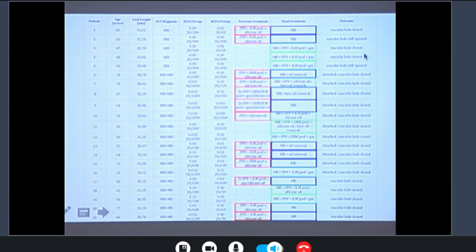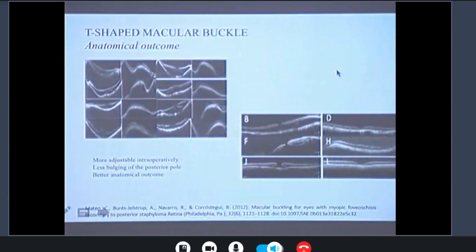While in the cases we did with the primary buckle and PPV together, some of them require only gas, some of them oil, but even with gas, with a single procedure, we were able to close the hole and to reestablish anatomical results. This is the reason why I think our buckle is better than some of the buckles present in the market.